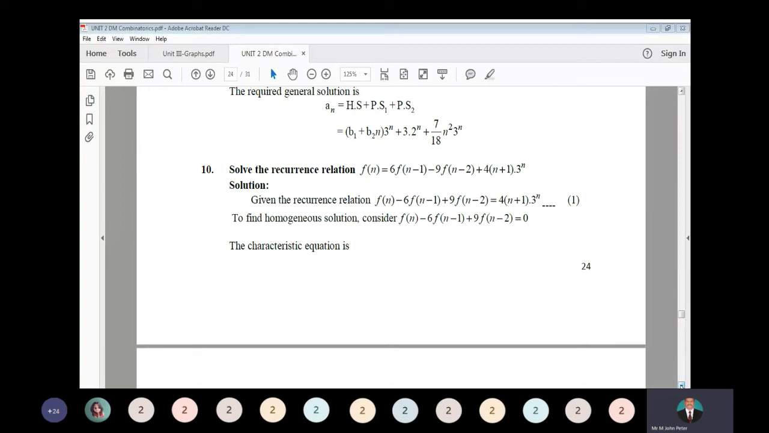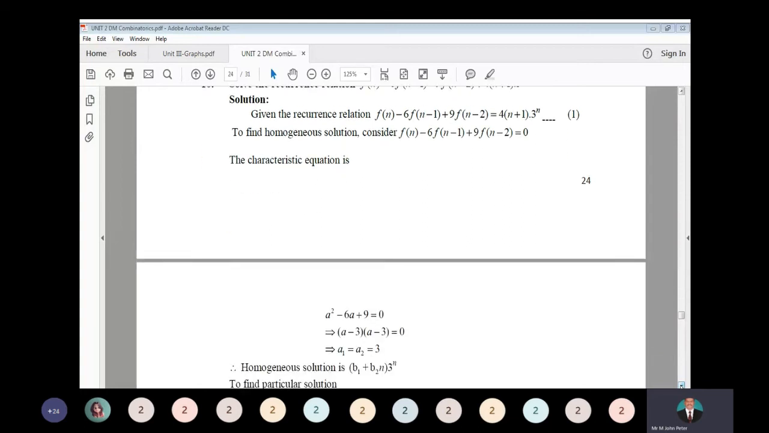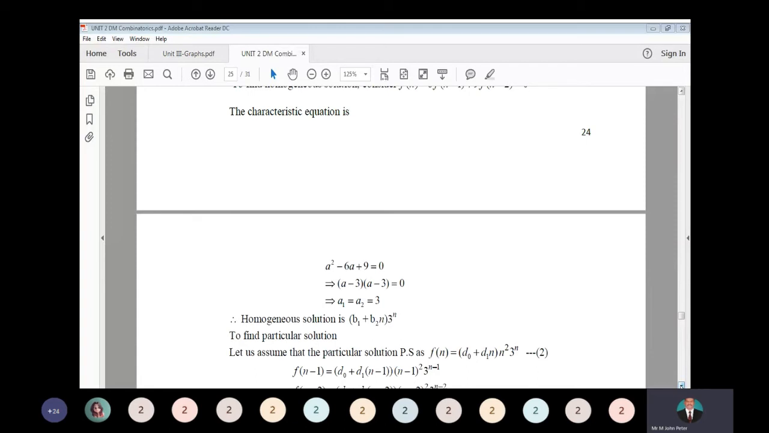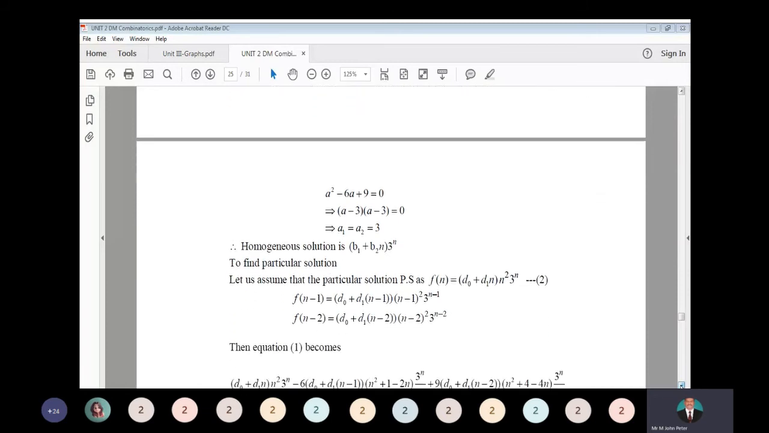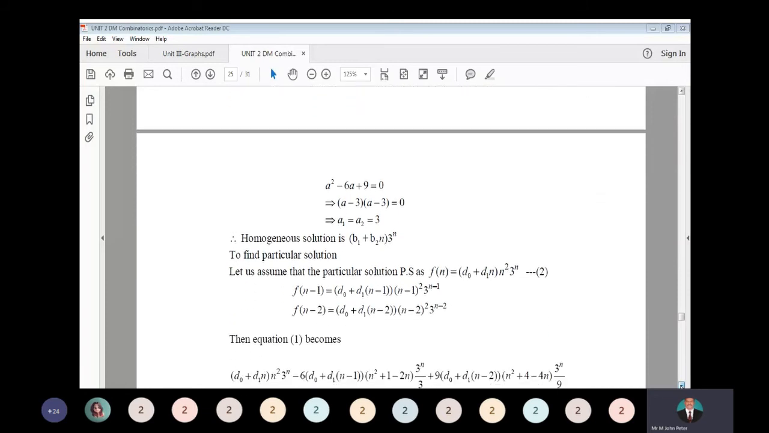So the homogeneous solution is second order. So replace f of n minus 2 by a pure constant, f of n minus 1 as a, f of n as a square. So the characteristic equation is a square minus 6a plus 9 equal to 0. Instead of a, you can replace c or b, that's our choice. Anyhow, we need roots for the characteristic equation. So there is a repeated root, that is a1, a2 is equal to 3. So the homogeneous solution is (b1 plus b2 n) into 3 power n.